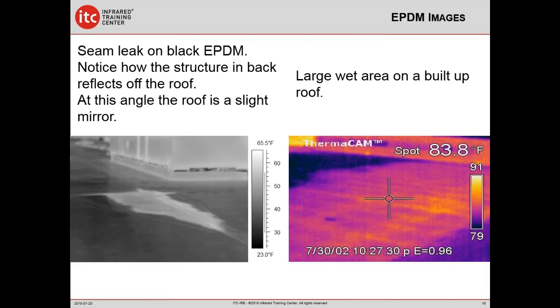It's important to look at different types of color palettes. Color palettes just give us a different perspective. Iron bow is used a lot. Grayscale can give us great spatial detail and allow us to see a lot more, many times a lot more than iron bow, because it just gives us greater detail.